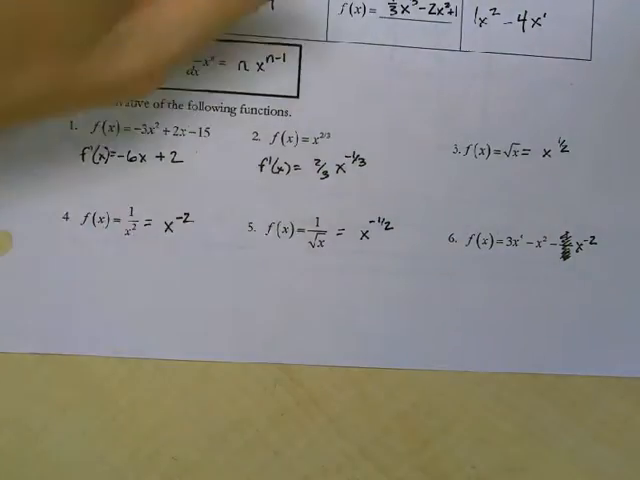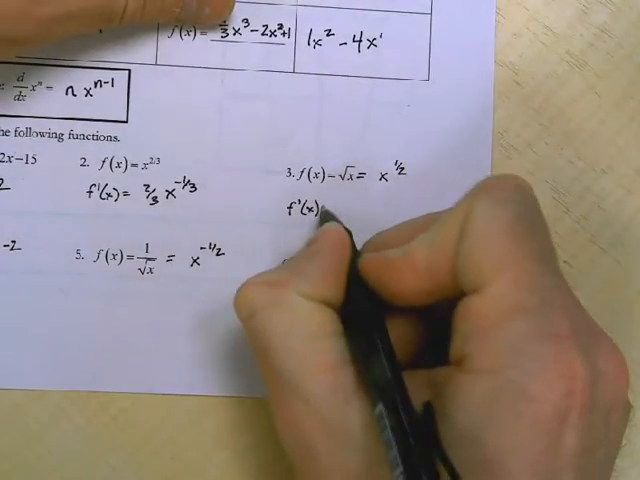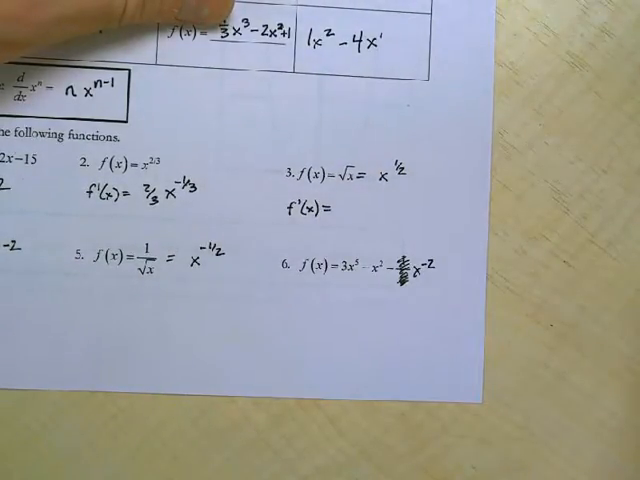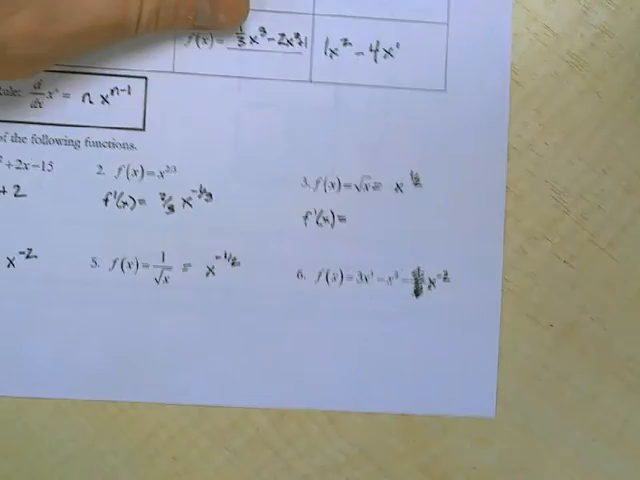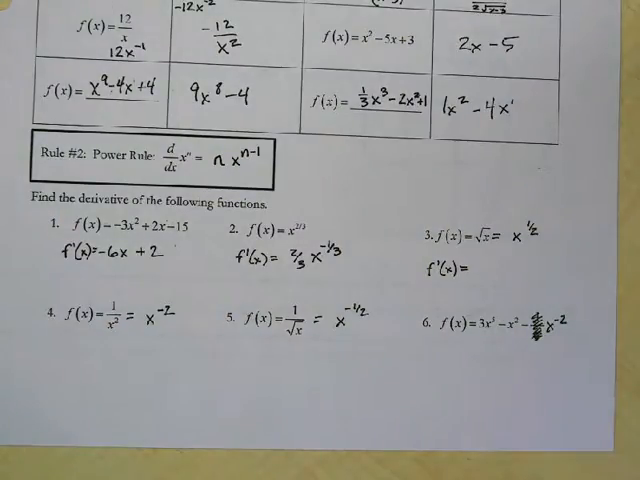Okay, let's go piece by piece. Number 3. Keep going, keep going. I'll give you another second. Get them all.